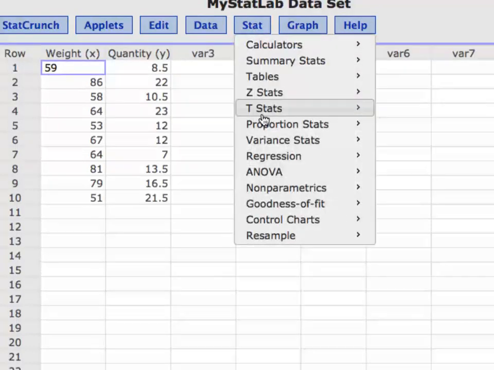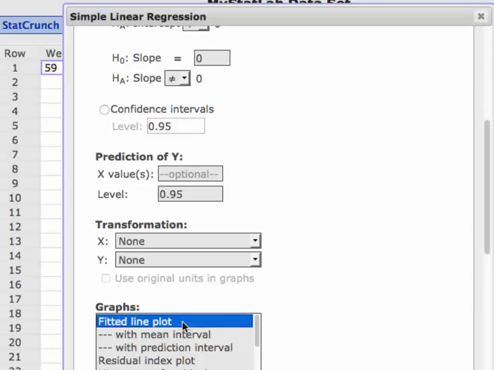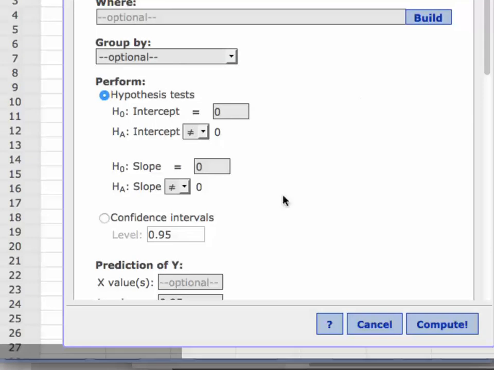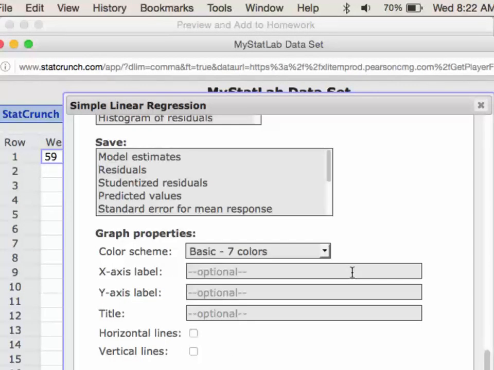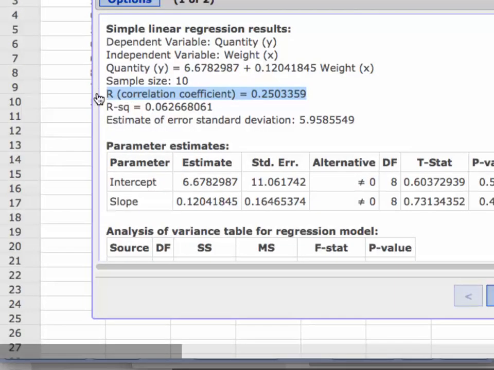So we're going to go Stat, Regression, Simple Linear, fitted line plot, compute. I didn't put my labels. X is weight. Y is quantity. Compute. Okay, so here we go. What is R? Is that what we said? Upward trend. So how do we know it's an upward trend? Positive and very low correlation.